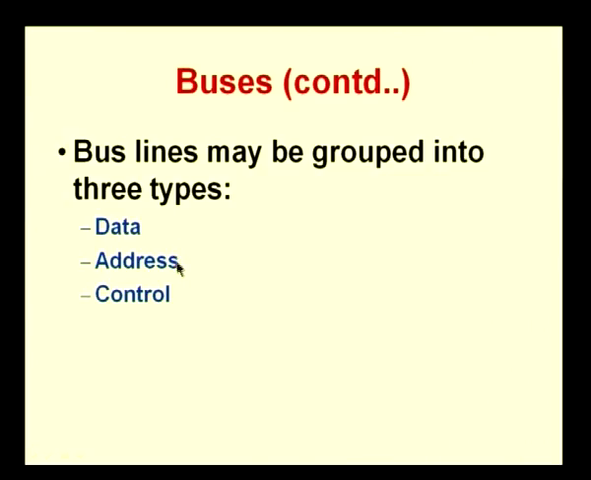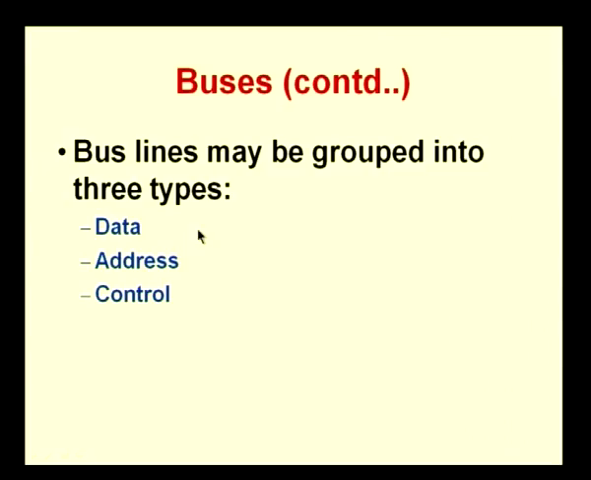Sometimes you could have both data and address as one common line, in which case we say that the address and data lines are multiplexed. So, that is a possibility. You could have one common set of lines which is used to transfer data as well as the address, or you could have separate lines for data and separate lines for address.